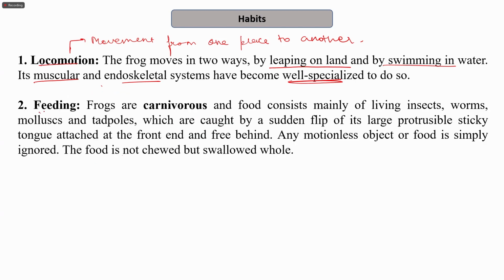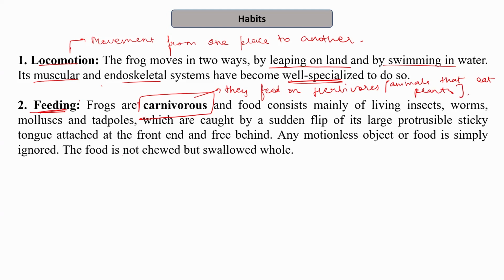Next is feeding. When we were studying cockroaches, we learned that cockroaches are omnivorous. Frogs are carnivorous, that is, they feed on herbivores, the animals that eat plants. Their food consists mainly of living insects, worms, mollusks, and tadpoles, which are usually caught by a sudden flip of the tongue. So this is very important, which I'm going to talk about.